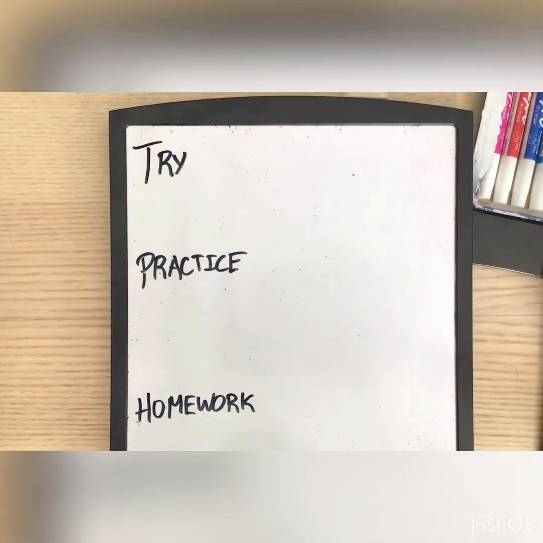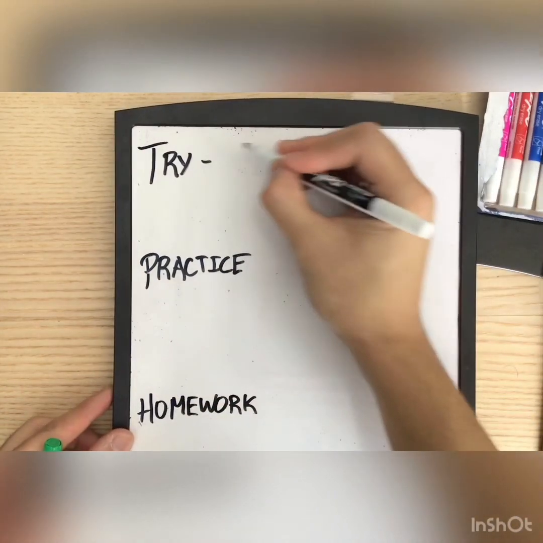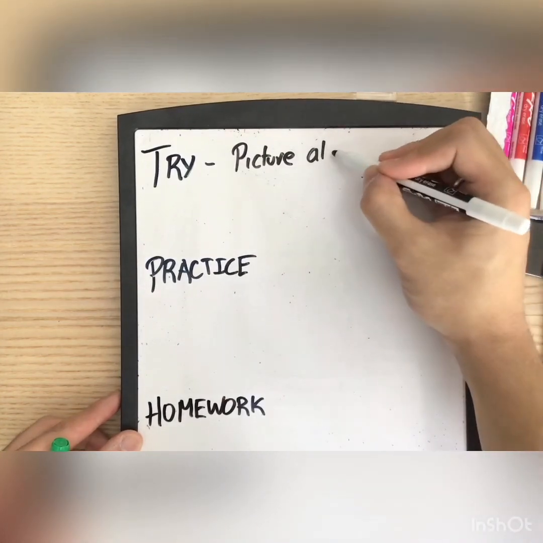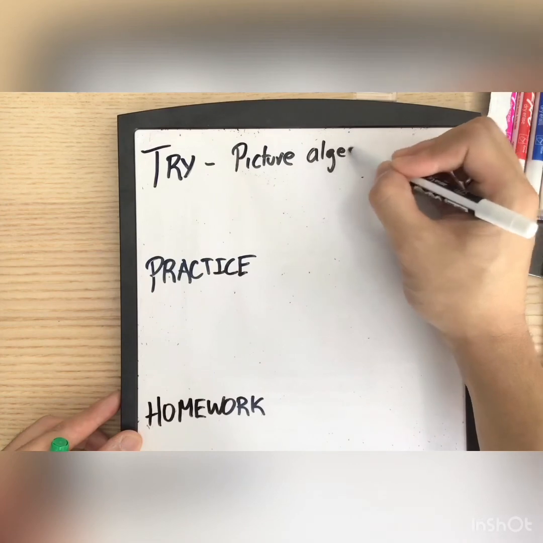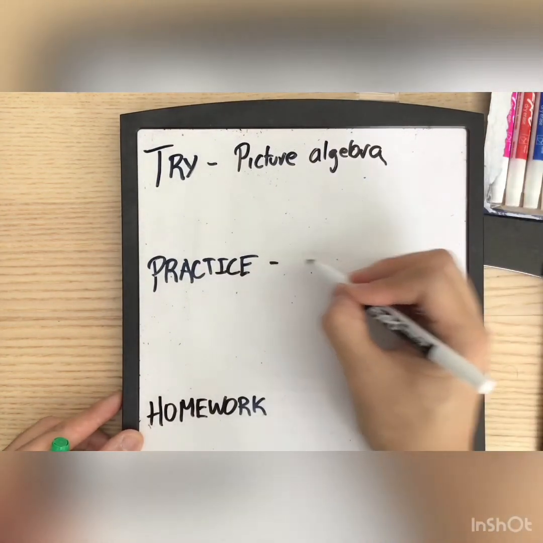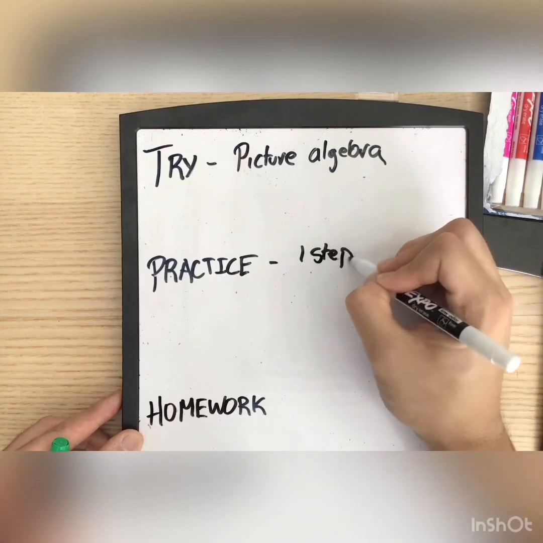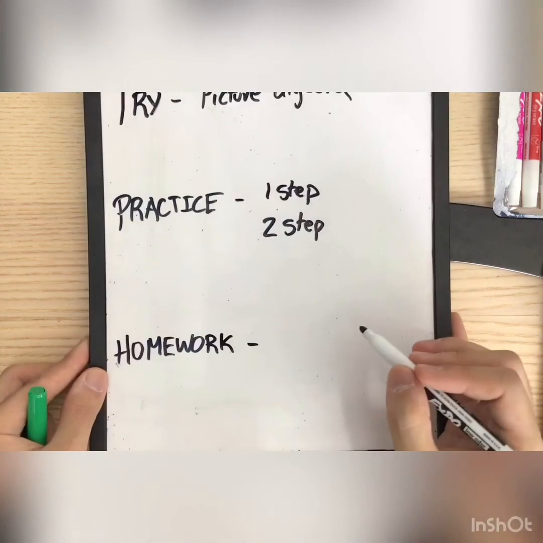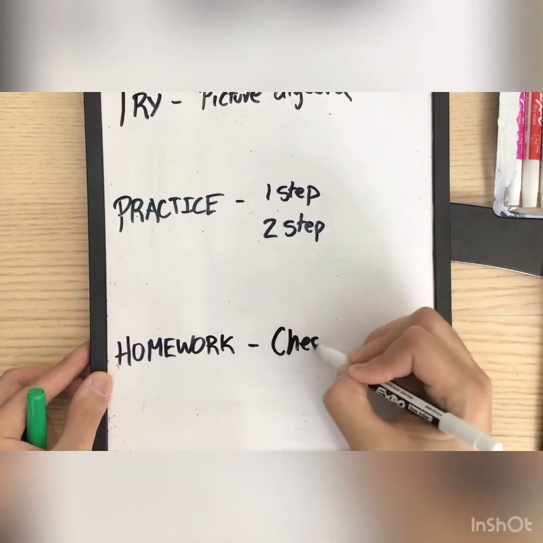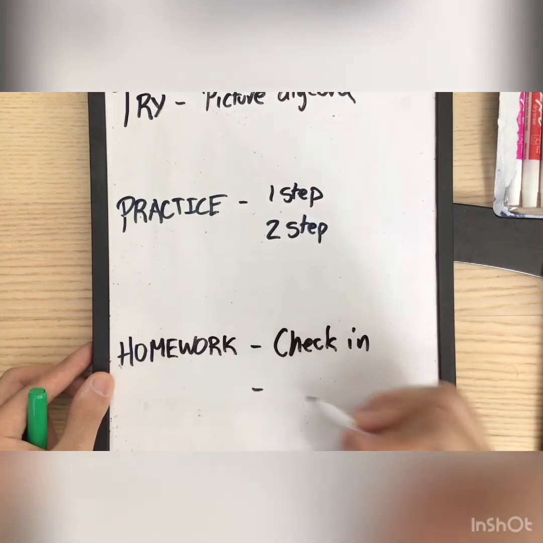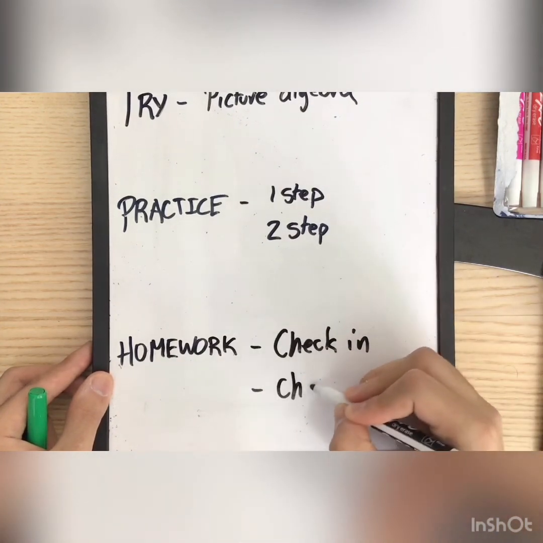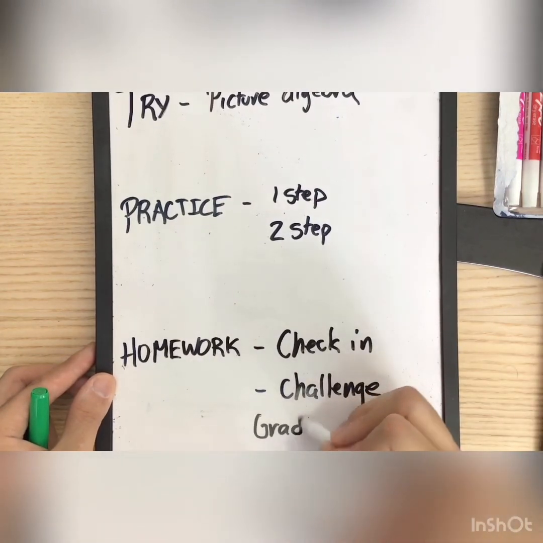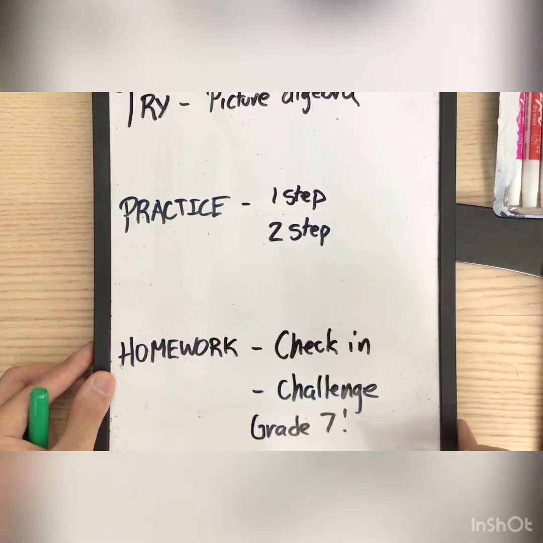Since this is already a review from the school year, here's what I'd like you to try. On Google Classroom, there is a picture algebra problem that I'd like you to do. For practice, we have some one-step and two-step algebra questions that I'd like you to do. And for homework, I'd like you to check in with me, and I'd like to give you a challenge problem during that check-in. This challenge problem is actually a grade 7 problem that I'd like you guys to try.